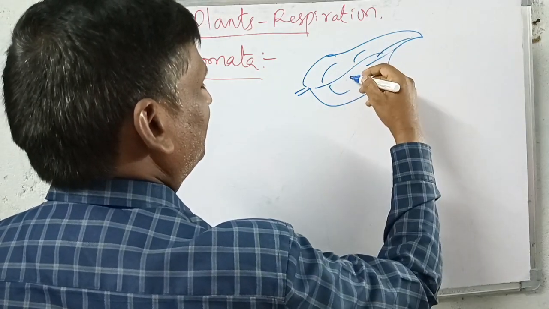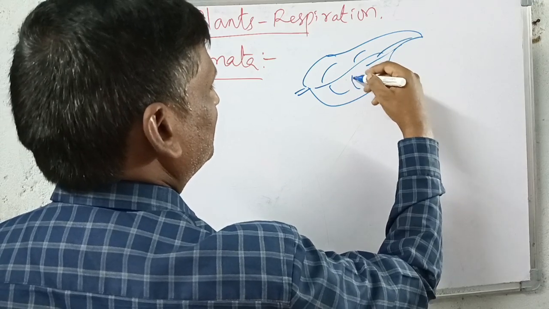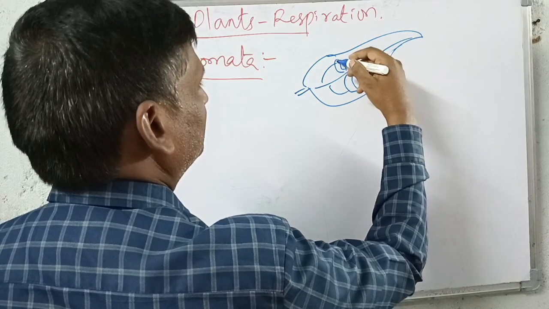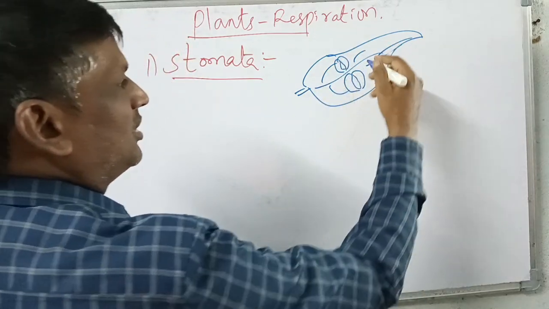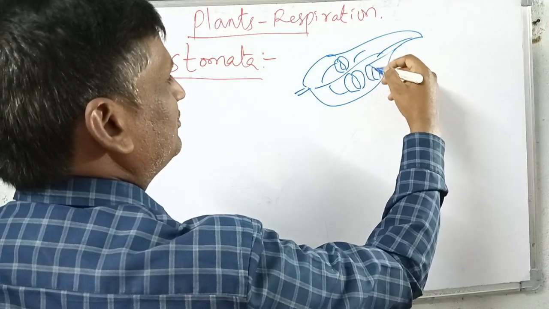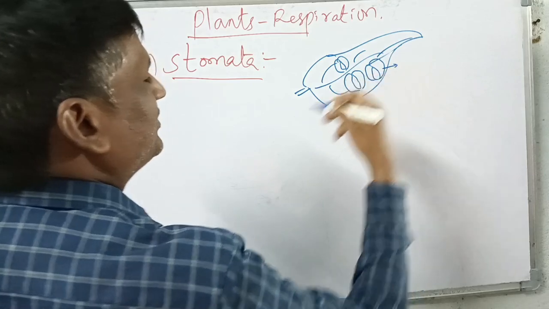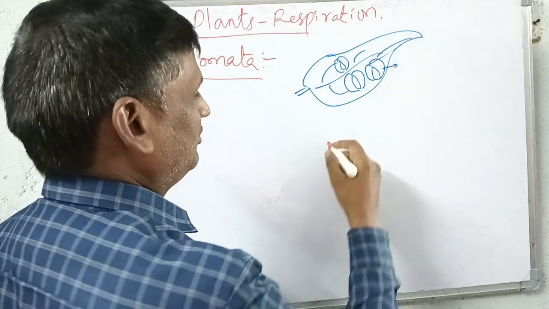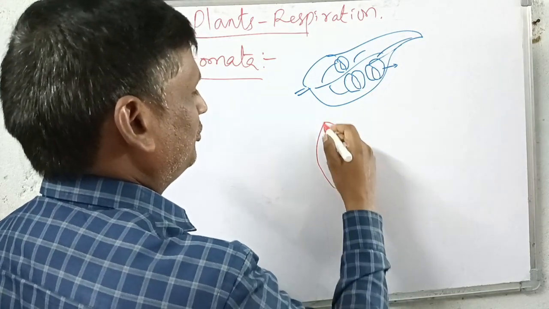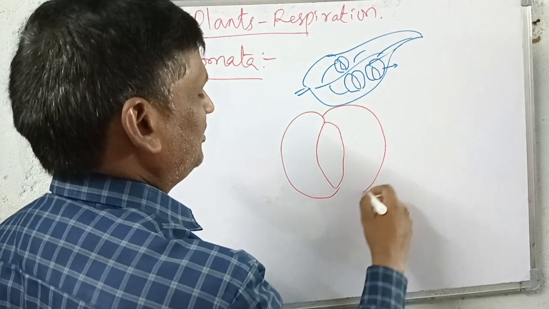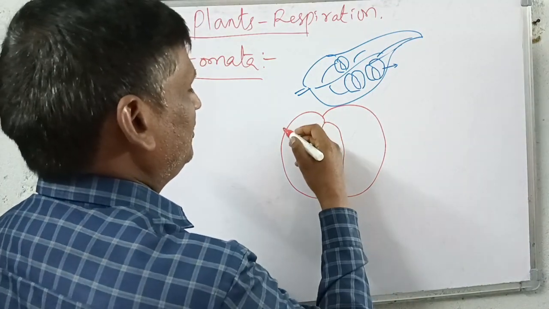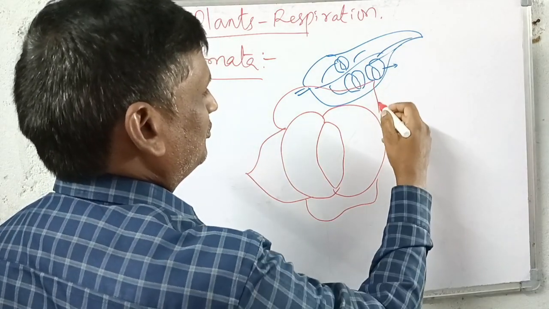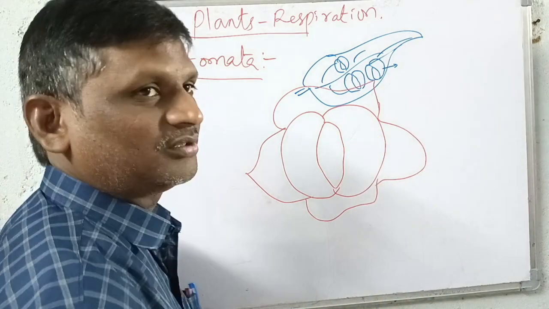Okay, in the leaf, the lower epidermis of the leaf consists of stomata. So this is stomata. See, there are stomatas present in the leaves. These stomatas are useful for the exchanging of gases. Separately, if we can draw the stomata here, this is the stomatal pore. Then each stomata consists of two guard cells. These two guard cells are useful in controlling the opening and closing of stomata.